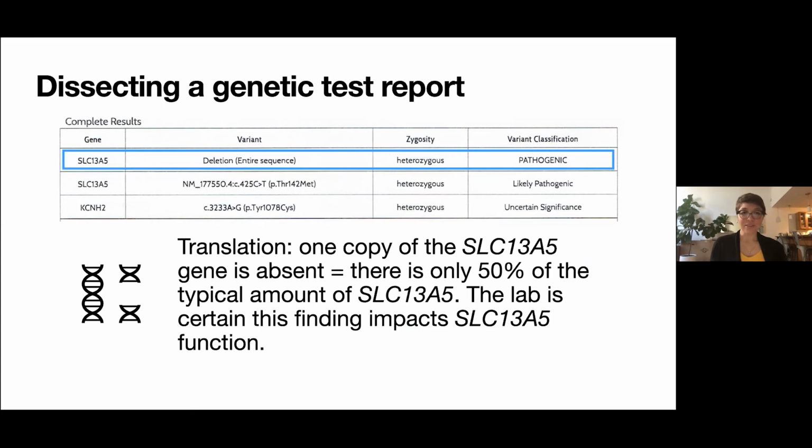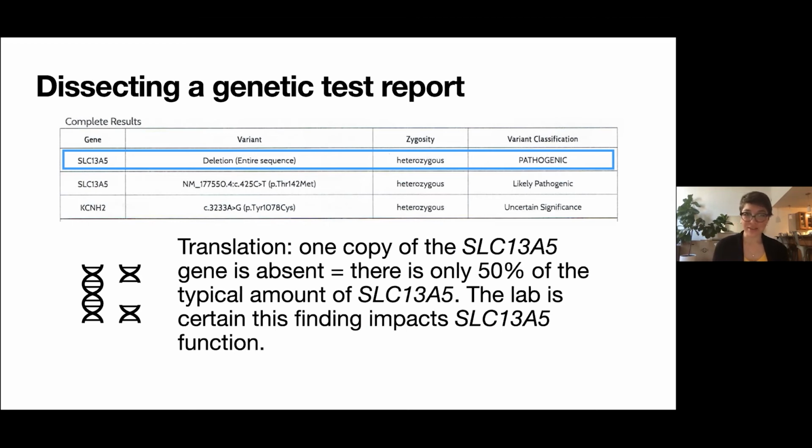Breaking these down further, let's look at the very first variant that was found. Translating this gobbledygook into English, all this is telling us is that in the gene SLC13A5, the lab found a deletion of the entire sequence of that genetic instruction, meaning that all of the letters that make up the SLC13A5 instruction were not present. It was found to be a heterozygous change, meaning that this was present on only one copy of the gene, and the lab has interpreted this finding to be pathogenic, meaning that they're certain it impacts SLC13A5 function, which, in some ways you don't need to be a scientist to understand. If it's not there, it's probably not doing what it's supposed to be doing.